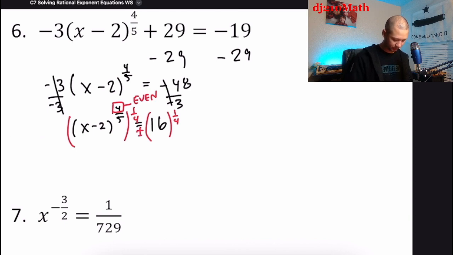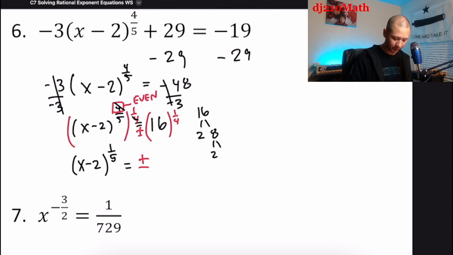So what am I saying? We have x minus 2 to the 1/5 power, because the 4s are going to cancel. This is equal to plus or minus whatever the 4th root of 16 is. I have a feeling it's going to be 2. So 16 is going to be 2 and 8. 8 is 2 and 4. 4 is 2 and 2. And groups of 4 because it's 4th root. So 2.